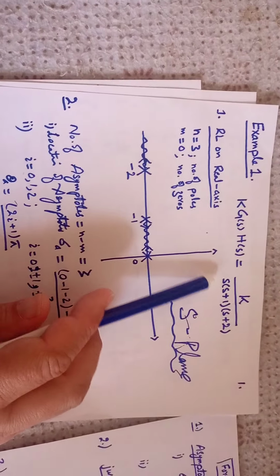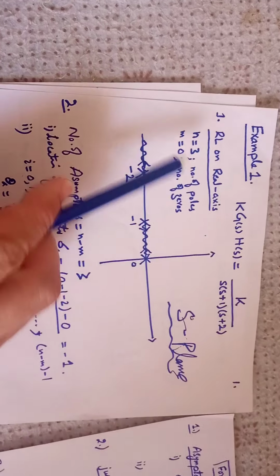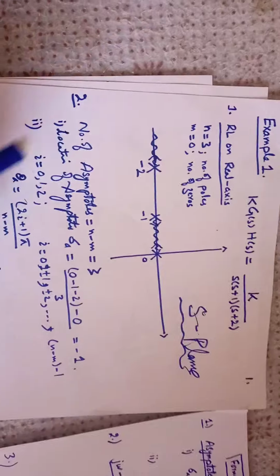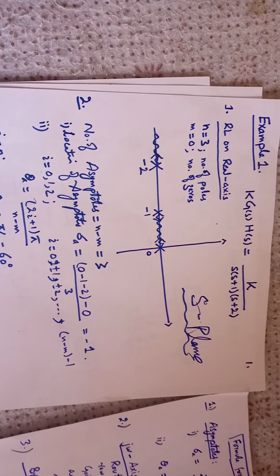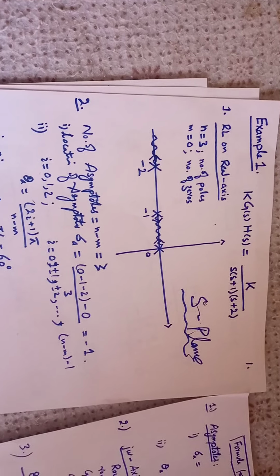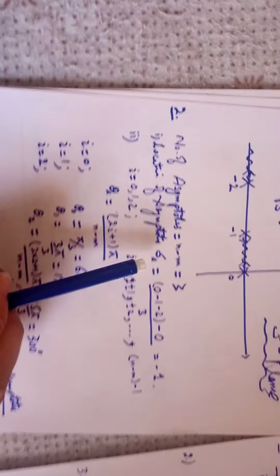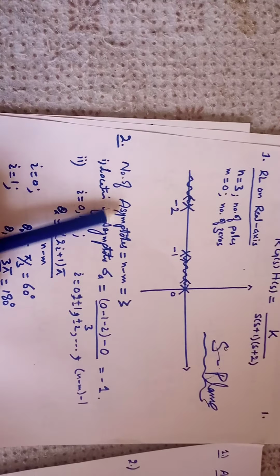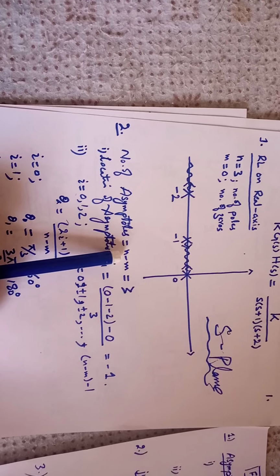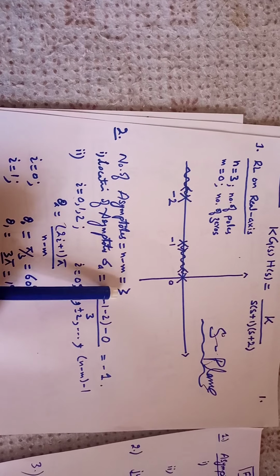Now from here we know how many poles we have: 1, 2, 3. So n is 3, the number of zeros m is 0, so the difference is 3. This means that there are 3 zeros that are not available here, but they are at infinity. Now, at infinity we need the information about the asymptotes. First one is the number of asymptotes, which is the difference between poles and zeros. So n minus m is 3.